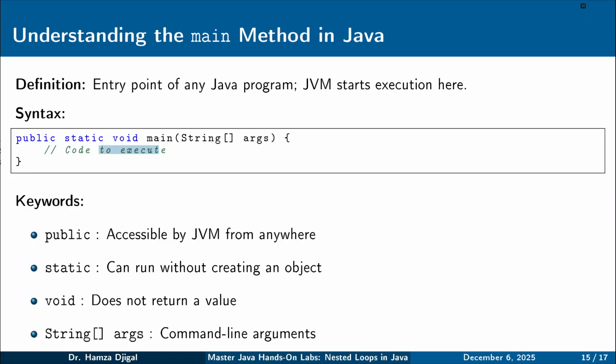So here we have some rules about the main method. First, it has to be public, so it's accessible by the JVM from anywhere. It also has to be static, which means we can run it without creating an object, which we'll learn in more detail later. And void means it does not have a return type; we don't have to return anything from this method. And String means the command line arguments. So this is the main idea of this.